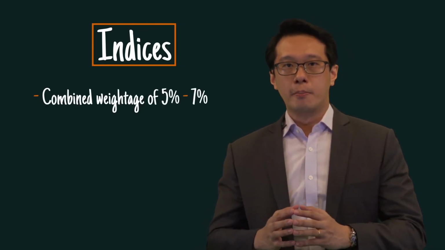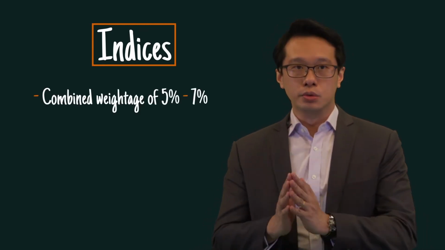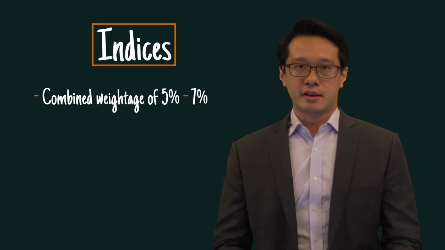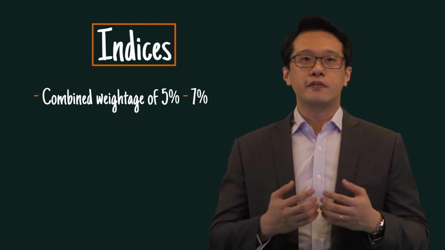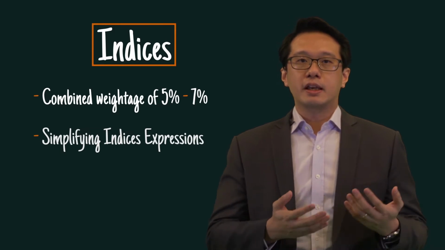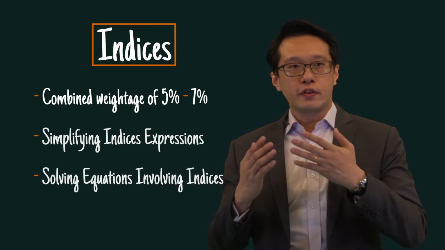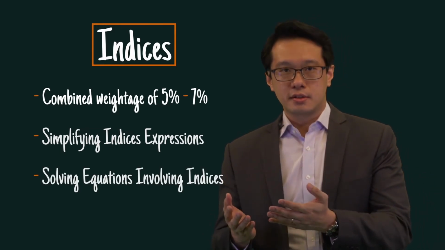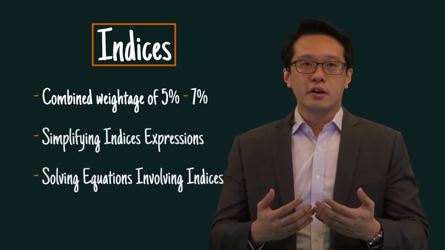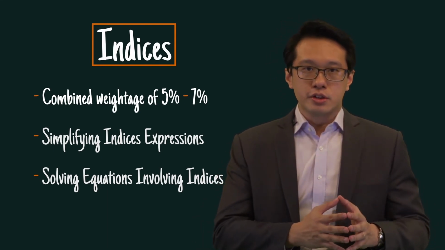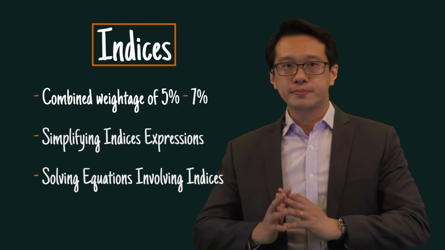I want to give you an overview of the relevance of this topic to the GCE O-Levels exam. Indices typically take up 5 to 7% combined weightage of paper 1 and 2 of the elementary mathematics exam. It can be split into a few questions, from simplifying indices expressions to solving equations involving indices. This may also come in the guise of simplifying algebraic expressions or solving algebraic equations.